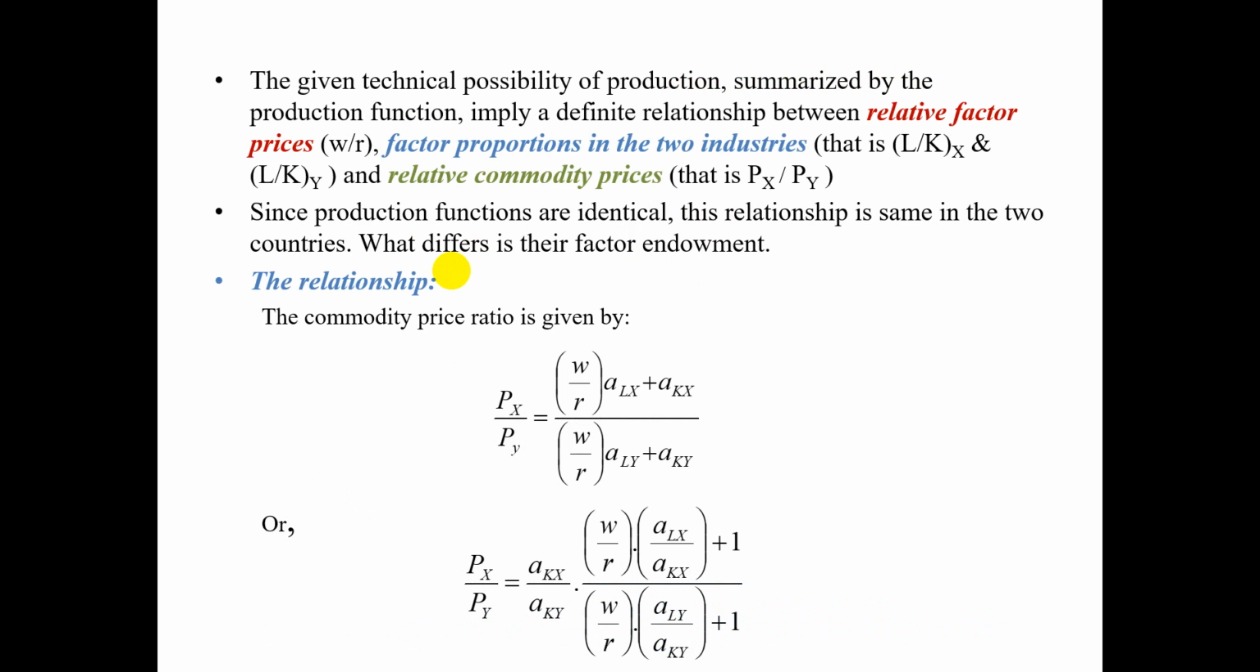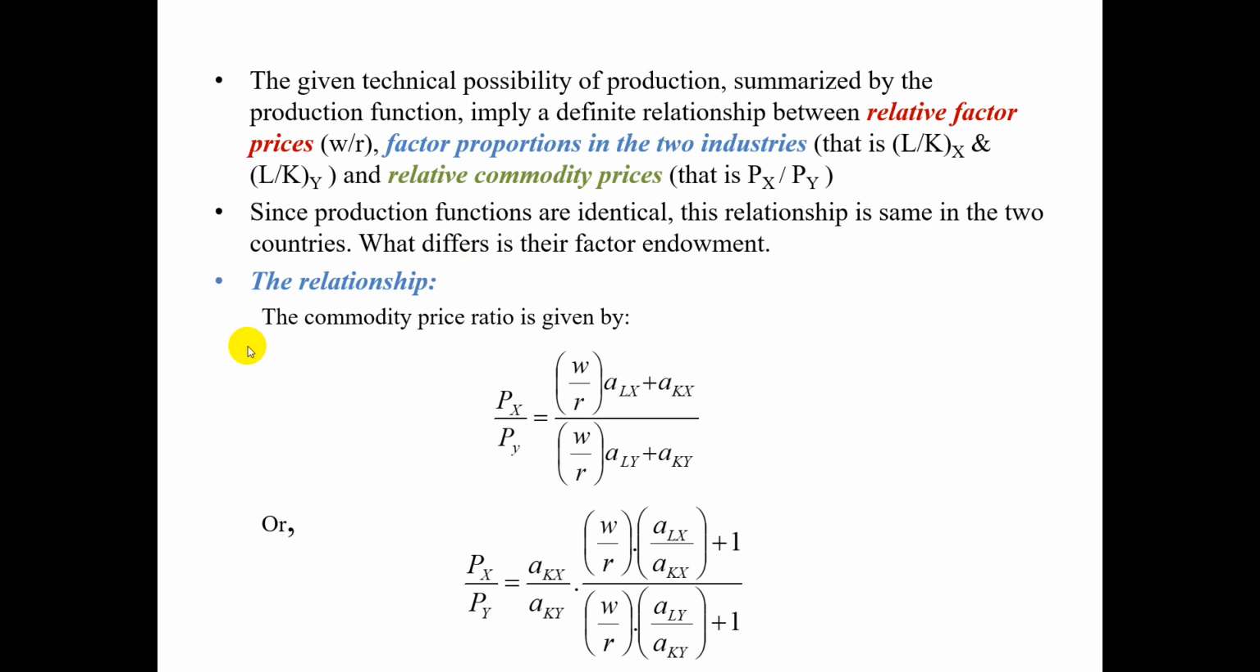Now, we consider a very important relationship between three things: relative factor prices W by R, factor proportions in the two industries, that is L by Kx and L by Ky, and the relative commodity prices, that is Px by Py. And by our assumption, X is relatively more labor intensive. Now, since production functions are identical, this relationship is same in the two countries. So what differs is their factor endowment. So one country will be relatively more labor abundant and the other country will be relatively more capital abundant.